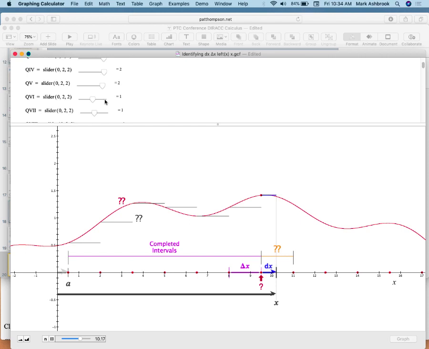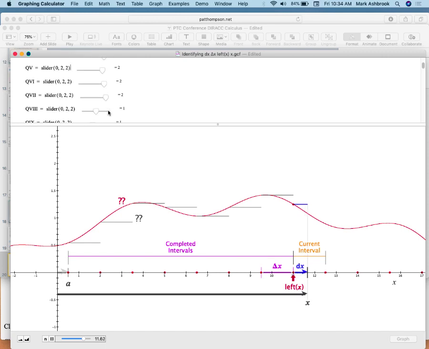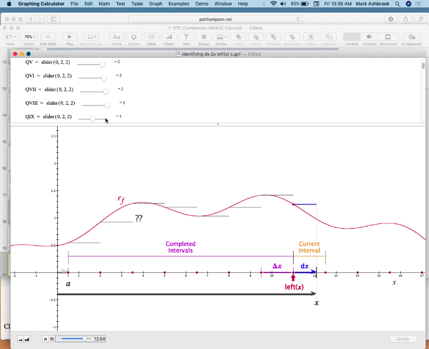That's the current interval, where the value of x is increasing and dx is increasing. There's this function that we develop called left x, that gives the value of x at the start of the current interval. And then the red function is the exact rate of change function, and the black step function is our approximate rate of change function. There's a lot of symbols and language flying around, so this animation really helps students to nail down what everything is.